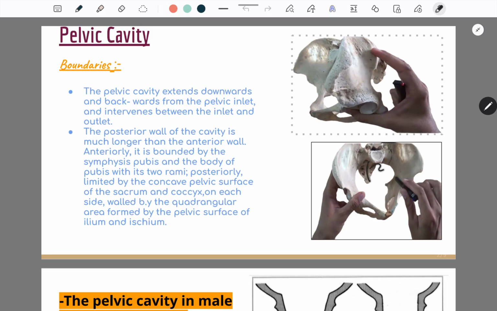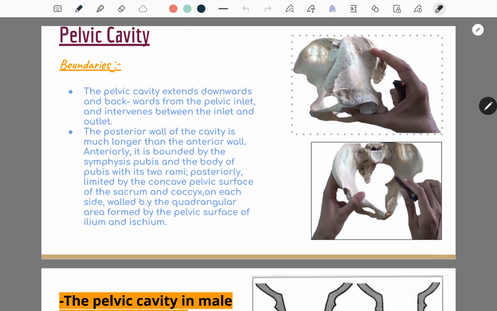See, this is concave. This is the sacrum and this is the coccyx. That is the posterior boundary. And laterally, which bone is this? Ilium. This is ischium and this is pubis.